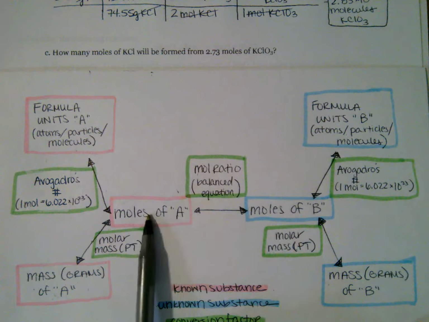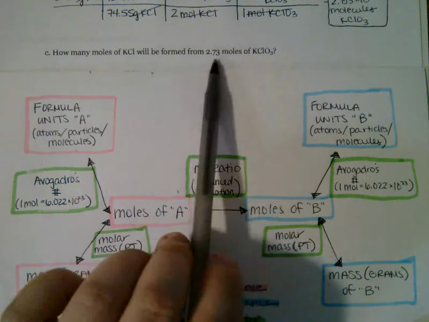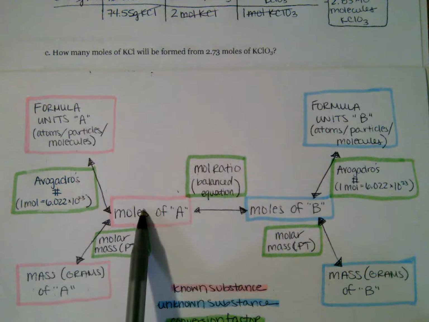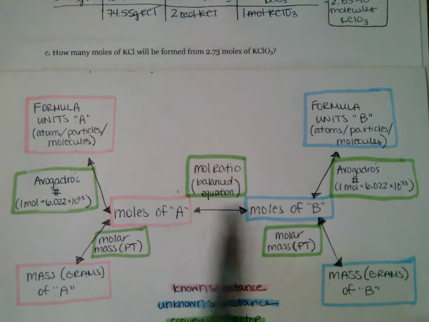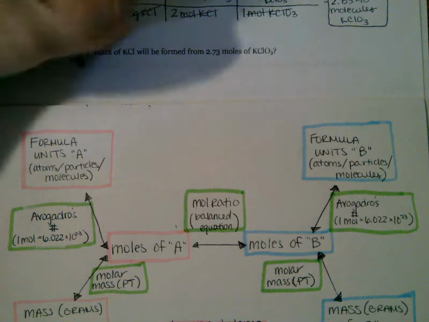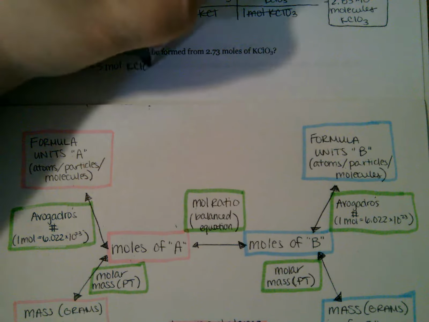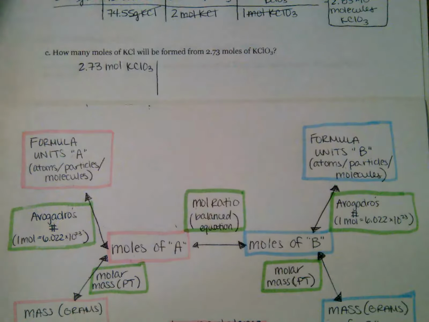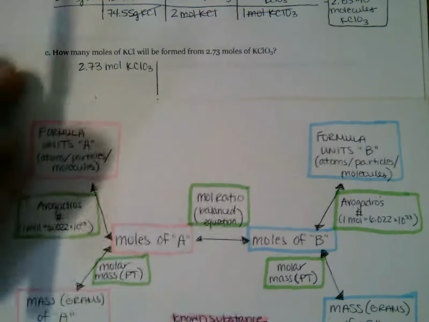So we're starting with moles of potassium chlorate. That's what we're given, our known substance that we have info about, potassium chlorate. We know moles. Moles of potassium chlorate, moles of potassium chloride. Look at that. This is a one-step conversion using that mole ratio. So we're starting out with moles of potassium chlorate. Remember, look at your balanced equation to find that mole ratio.